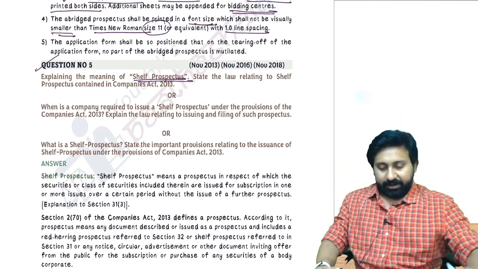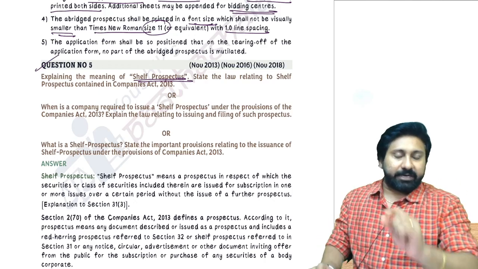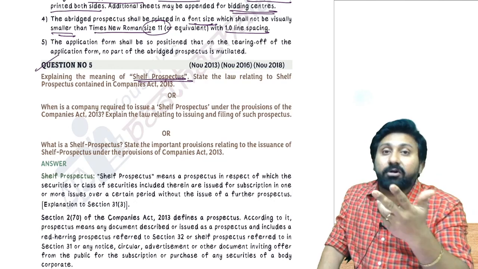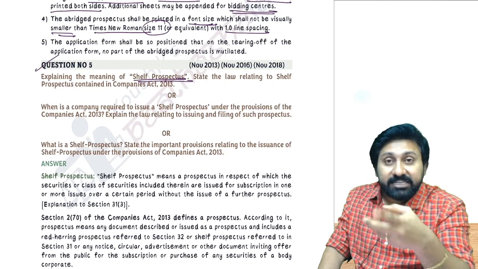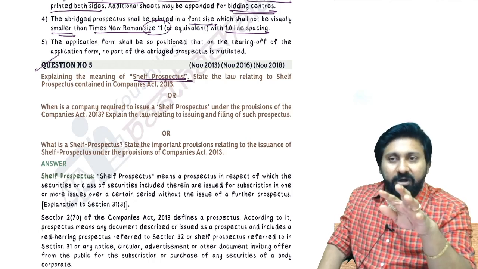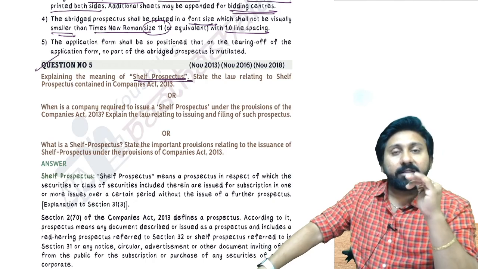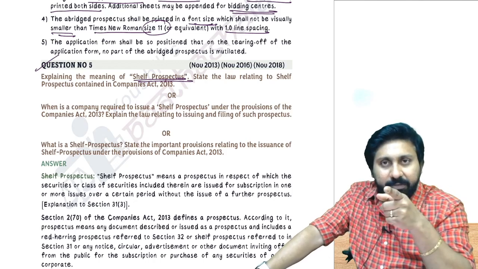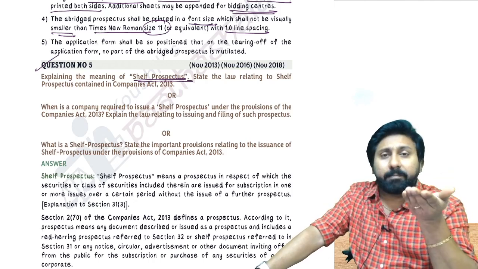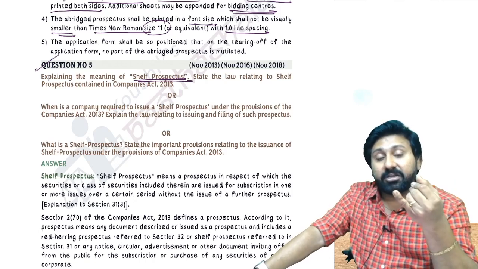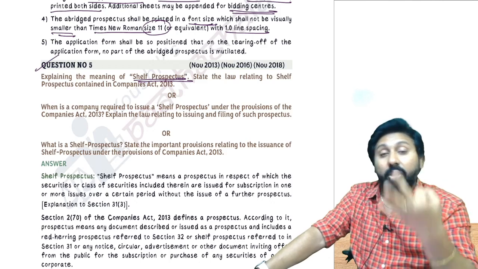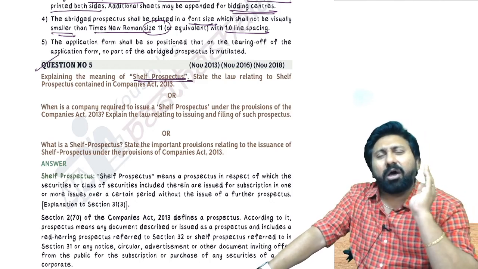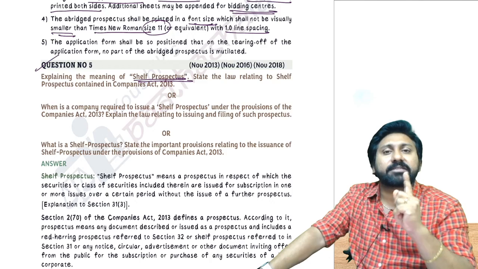First, listen carefully. I will explain. What is a shelf prospectus? Whenever companies have an idea to go for multiple public offers in a span of 12 months, say 3-4 public offers, then 3-4 times prospectus, 3-4 times issue expenses, 3-4 times documentation, 3-4 times legal expenses, we need to incur. In order to avoid all this, the lawmaker has given one chance.